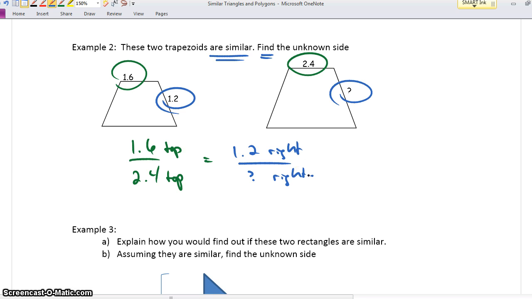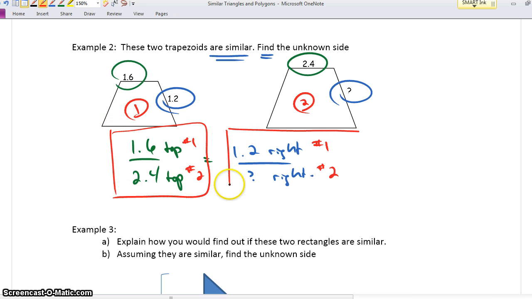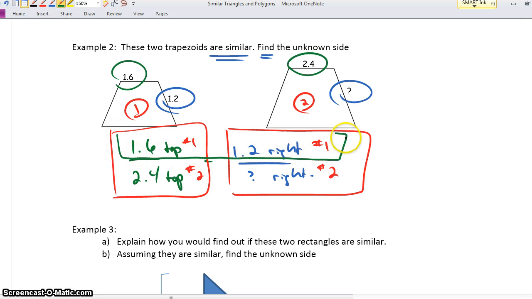And notice we're also doing this. We've got the top of number 1 and the right side of number 1. The top of number 2 and the right side of number 2. So we've got our tops together on this side. We've got our right sides together on this side, and then as we build our proportion, we've got trapezoid 1 on the top and trapezoid 2 on the bottom. Okay, so you're thinking through how you're putting together that proportion.